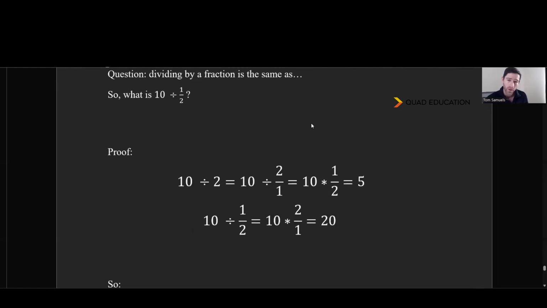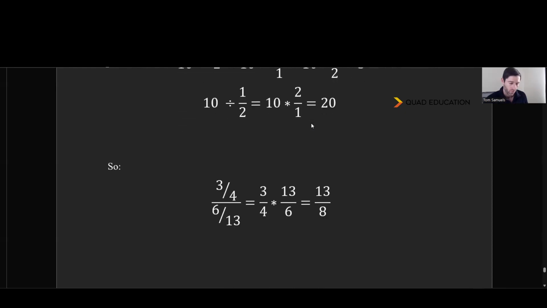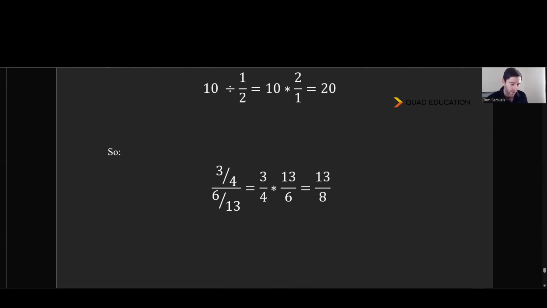And that means if we want to look at something a bit more complicated, like this stacked fraction here, where we have 3/4 divided by 6/13, all we would be doing is multiplying 3/4, our fraction on the top, by the fraction in the denominator, the 6/13, turned upside down. So that's just 3/4 multiplied by 13/6, which we can simplify by canceling the 3 and 6 to get 1 on the top and 2 on the bottom, and have 13 in the numerator and 8 in the denominator.